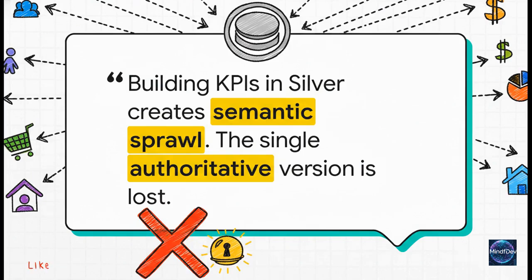All right, next up, another classic mistake is overloading that Silver layer. When different teams start putting their own KPI logic in Silver, you get what's called semantic sprawl. All of a sudden, sales, marketing, and finance all have a slightly different definition of what an active customer is. And poof, your single source of truth is gone. That logic has to live in gold.